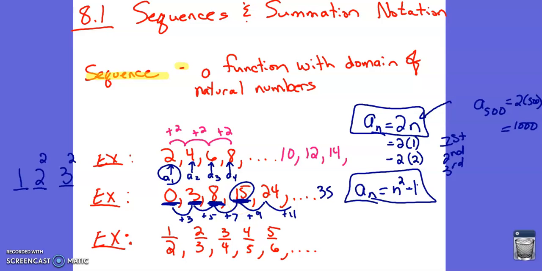And then the fifth term, 5 squared is 25. 25 minus 1 is 24. So if I ask you to find the 500th term, you can literally find it now once you come up with the function. All right, so let's look at this last one.